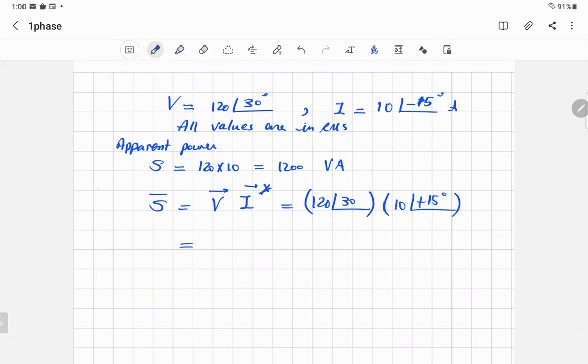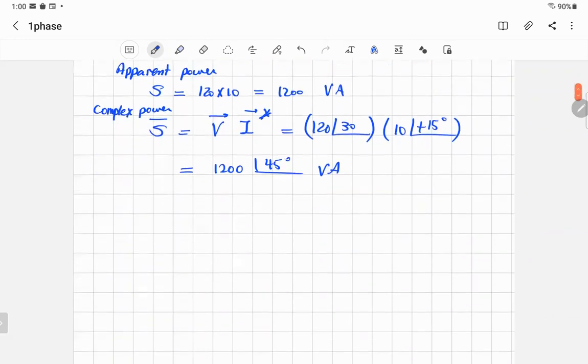So complex power, and I'll tell you now why they call it complex power. You got 1200 volt-amp, and the angle 30 and 15, then you add, it will be 45. And the unit, volt-amp. What does it mean in complex power? Observe the magnitude of the complex power, it's equal to the apparent power. The only difference is the angle that you got, 45.